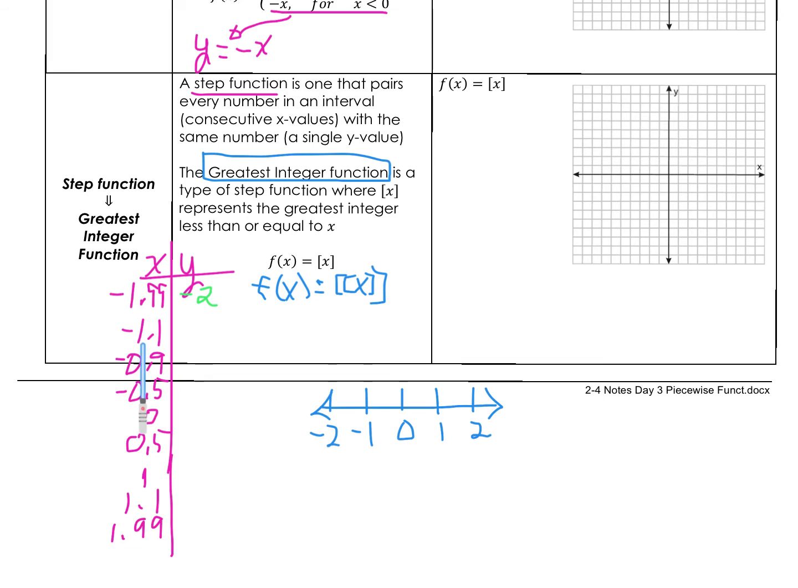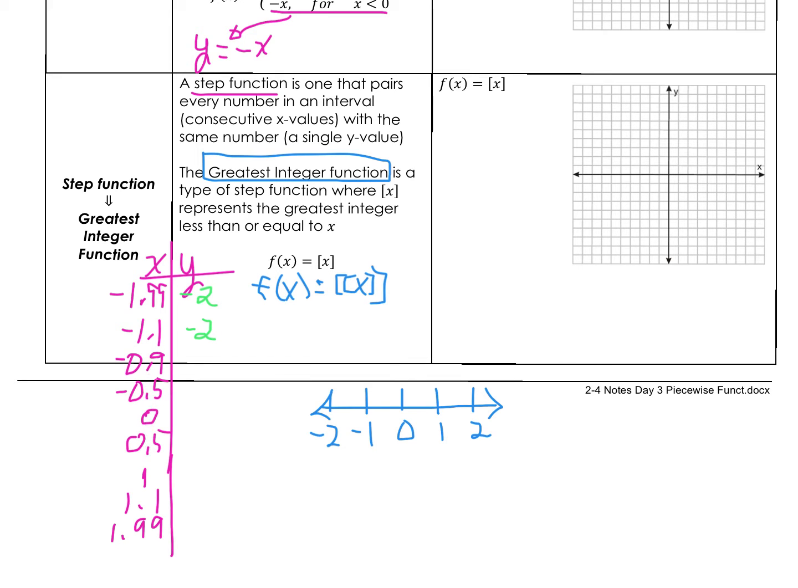Let's look at the next one. If x is negative 1.1, here's negative 1. To go to negative 1.1, you're going to go a smidge to the left. That's where negative 1.1 would be. You have to round down to the nearest integer. We can't go to the right. We have to always go to the left. So to the left, that would be negative 2. Again, we have two values for x that have the same y.